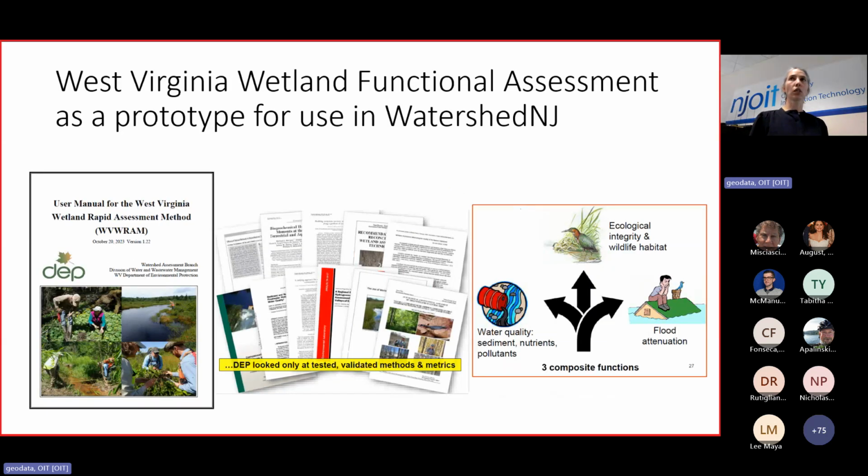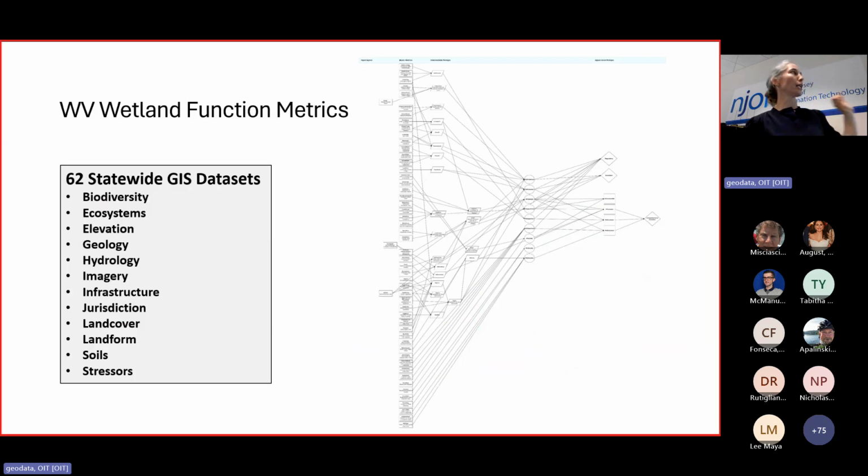So in New Jersey, we have used this West Virginia wetland functional assessment method that they came out with in 2021 and an update in 2023. This was a big data model. When I was trying to understand it, you can see over on the right, I tried to map it out. They use all these existing data sets and pull them together in all of these submetrics.